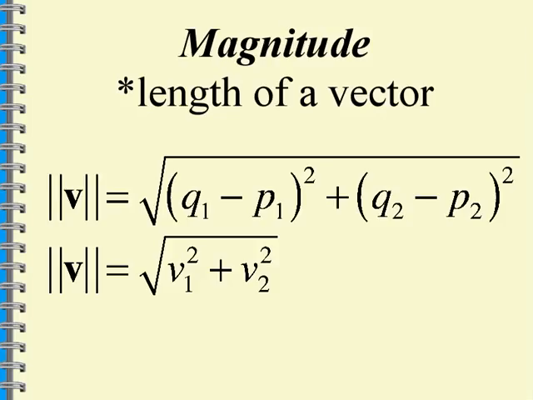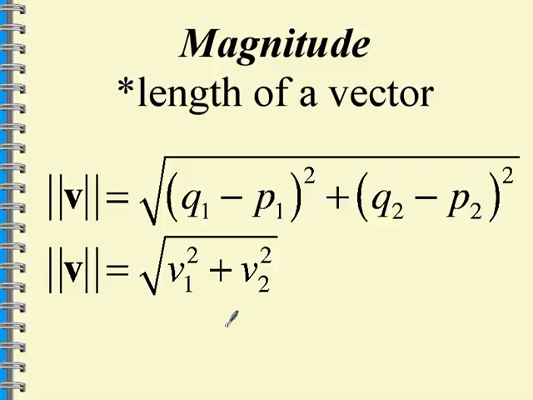So anyway, we're now going to talk about magnitude. We briefly talked about magnitude yesterday. We've got two formulas for the magnitude of a vector. Basically, the magnitude is the length of a vector, and there are two ways to symbolize that. The first way is the square root of q1 minus p1 quantity squared plus q2 minus p2 squared. And you're probably wondering, what is that?